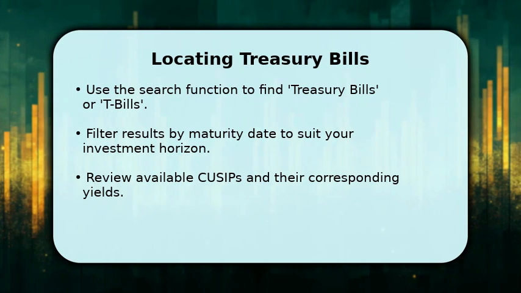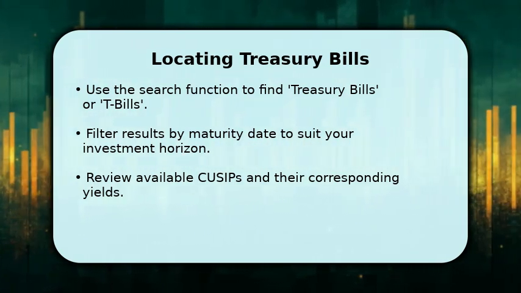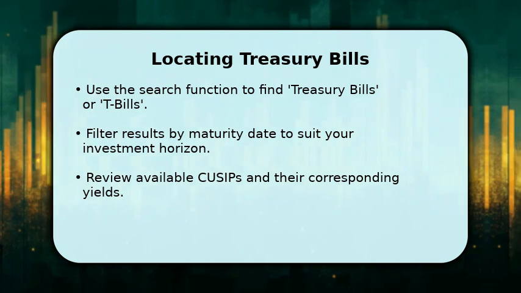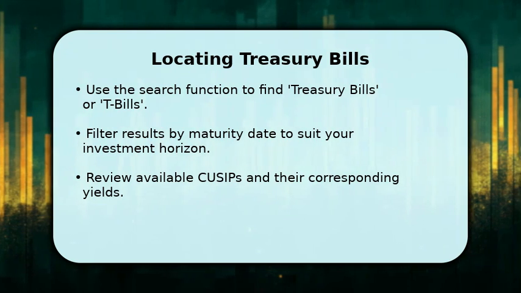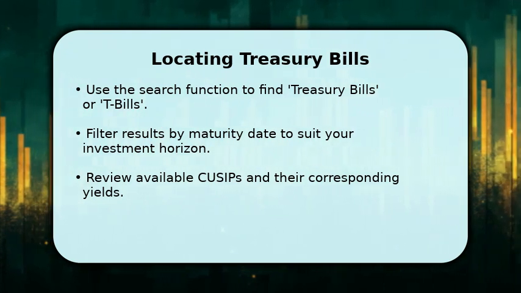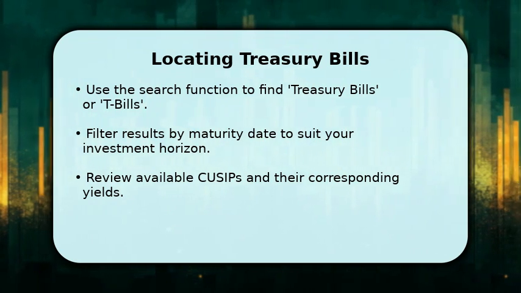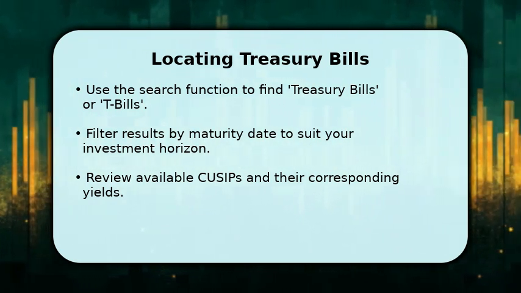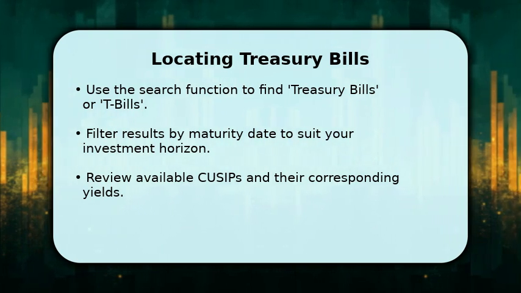Now that you are in the bonds section, use the search bar to find Treasury bills or simply T-bills. You can then filter the results by their maturity date to align with your financial goals. Carefully review the available CUSIP and their associated yields to select the best option for your portfolio. This step ensures you pick the right T-bill.